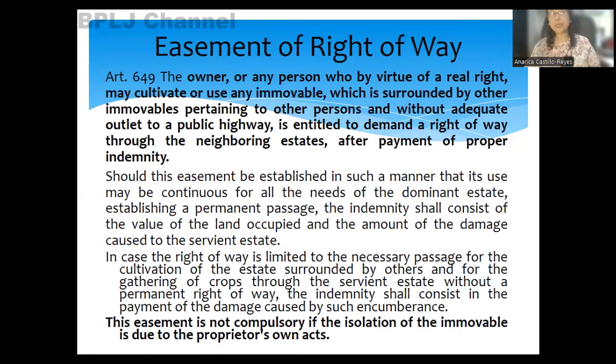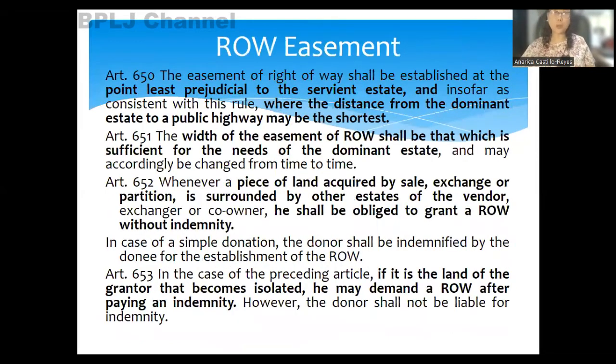Should this easement be established in such a manner that its use may be continuous for all the needs of the dominant estate, establishing a permanent passage, the indemnity shall consist of the value of the land occupied and the amount of the damage caused to the servient estate. In case the right of way is limited to the necessary passage for the cultivation of the estate surrounded by others, and for the gathering of crops through the servient estate without a permanent right of way, the indemnity shall consist in the payment of the damage caused by the encumbrance. This easement is not compulsory if the isolation of the immovable is due to the proprietor's own acts.